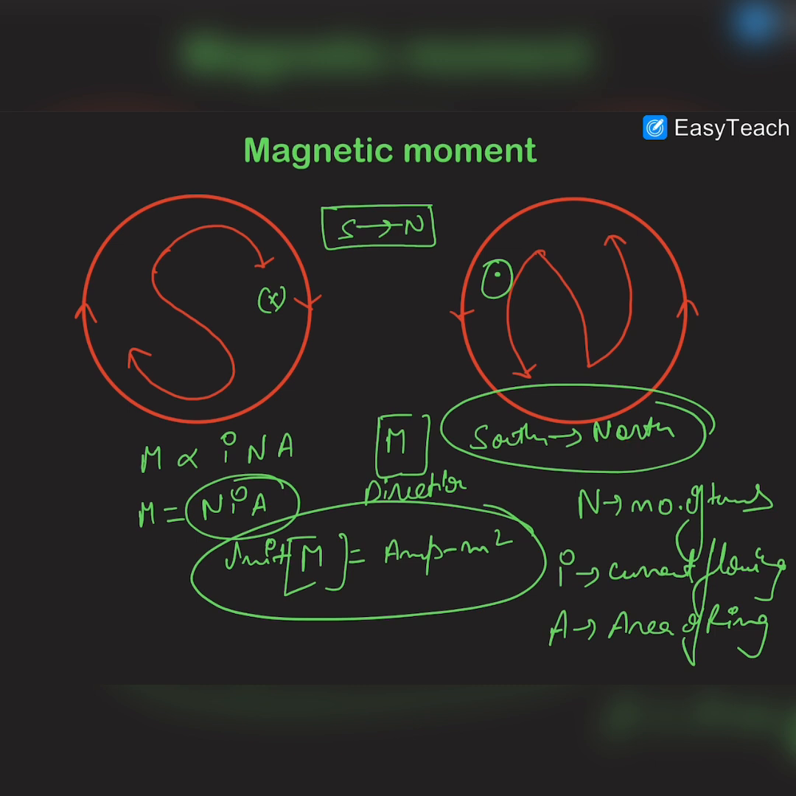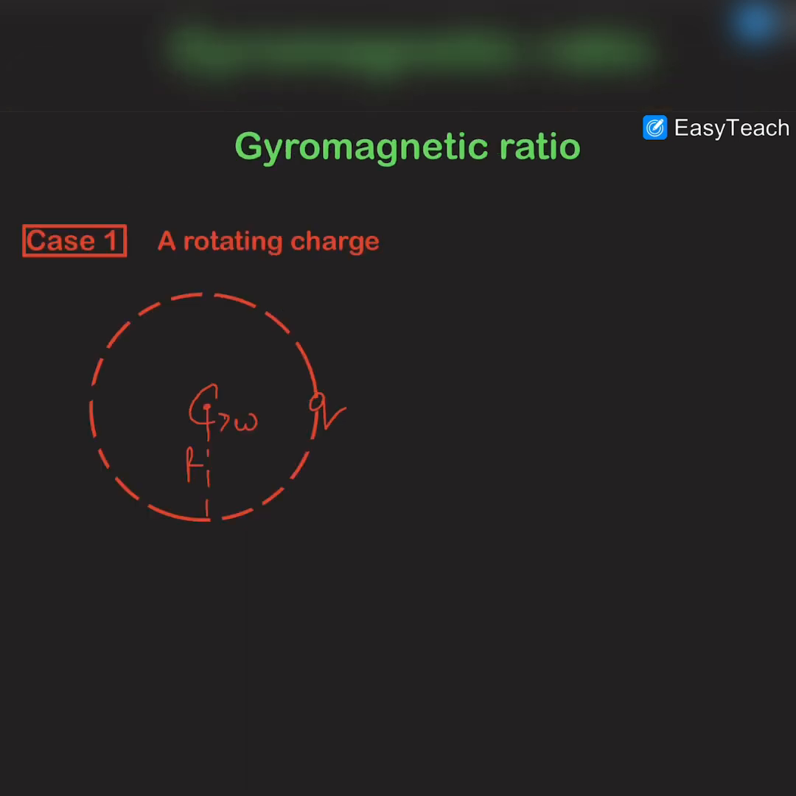So we can say that in this case, when the current is in clockwise sense, this is CW current and this is ACW current, then the magnetic dipole moment will be inside the plane, going inside the plane. And when the current is in anti-clockwise sense, then the magnetic dipole moment will be coming outside this plane. Now let us discuss the important concept of gyromagnetic ratio.